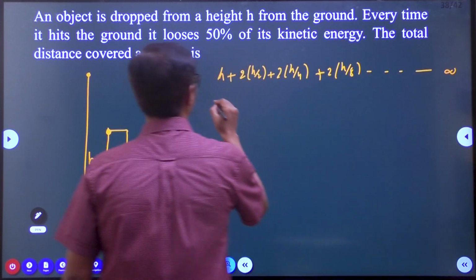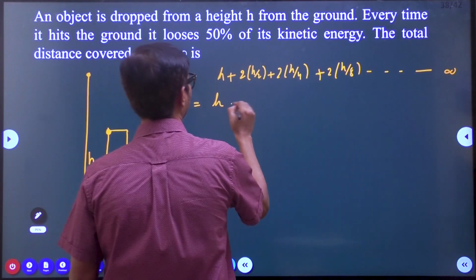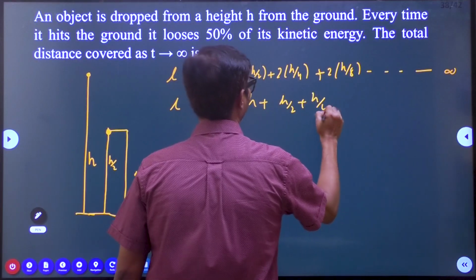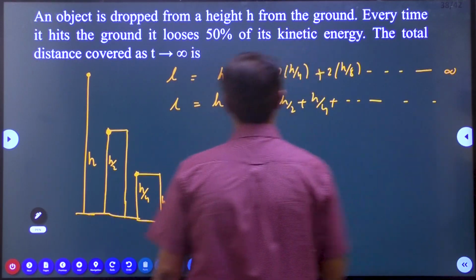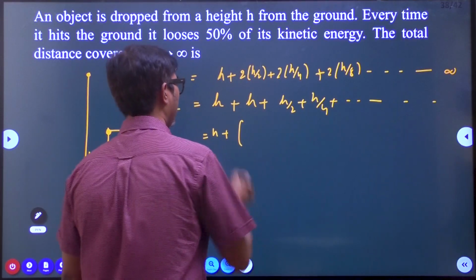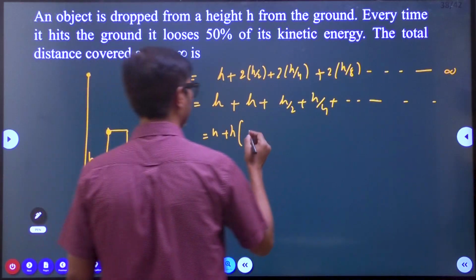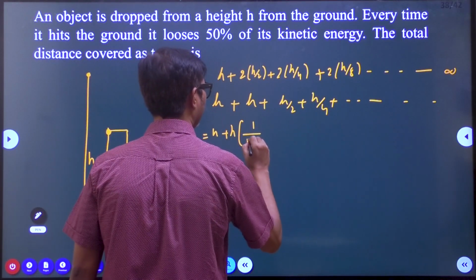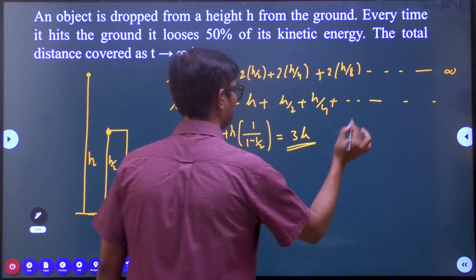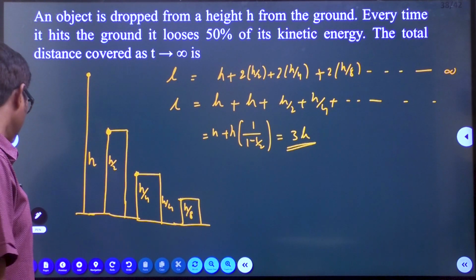All right. So what do I get? The total distance, let's call it L, equals h plus h by 2 plus h by 4 plus and so on. So h plus, you can write this as h into 1 plus 1 by 2 plus 1 by 4 and so on. It's a geometric series: a by 1 minus r. So you will get 2, that means 3h is the total distance. That's the answer, very straightforward. It's more mathematics than physics here.